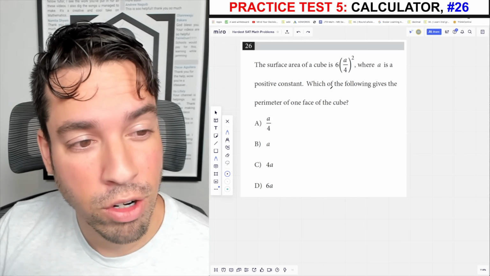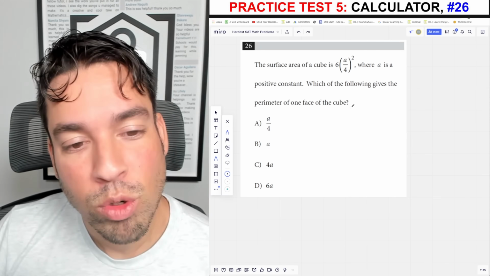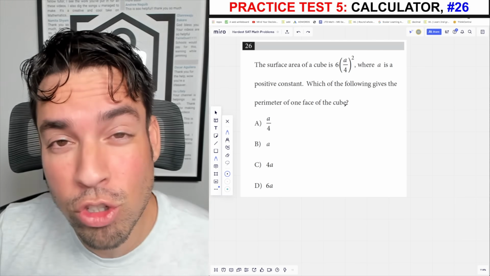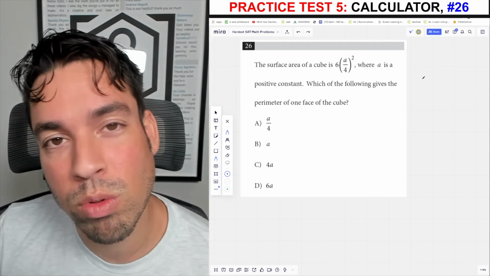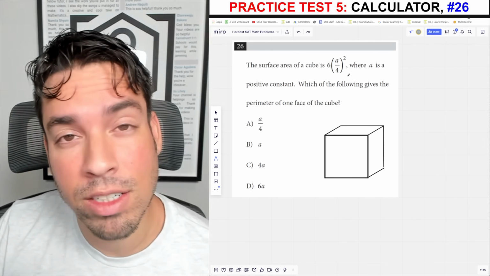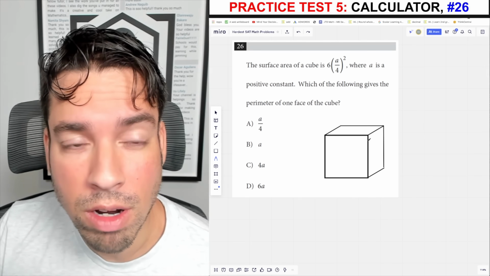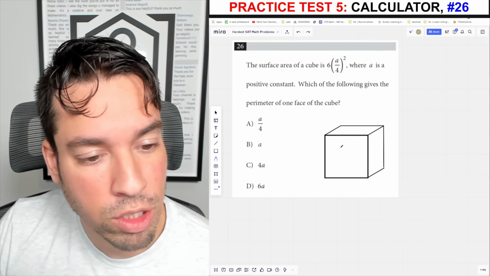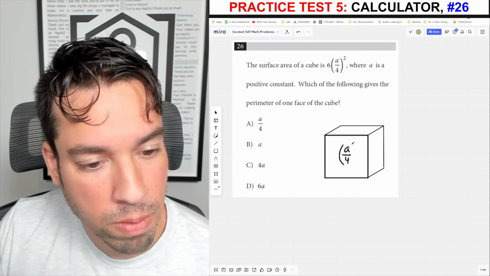This one says the surface area of a cube is 6 times (a over 4) squared, where a is a positive constant. Which of the following gives the perimeter of one face of the cube? Man, so this is super difficult because there's no diagram. We've got an a in the mix. So the first thing we're going to do is draw out a cube. Since they give me the surface area, again, surface area is each and every face added up. How many faces are there on a cube? There are 6. That means that if this is the surface area, well, guess what? The area of just one face is (a over 4) squared.